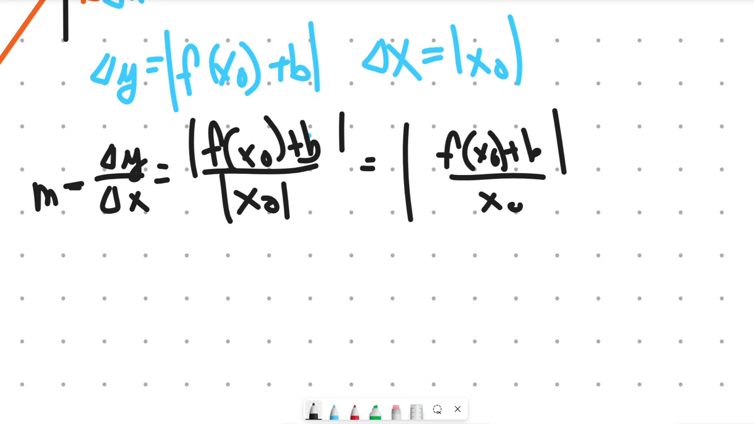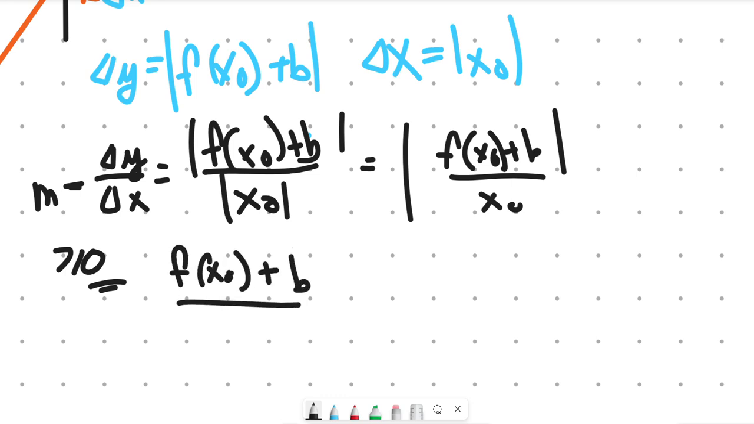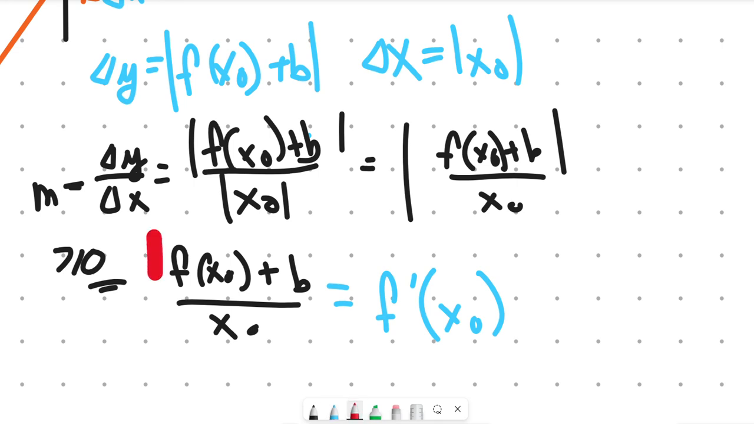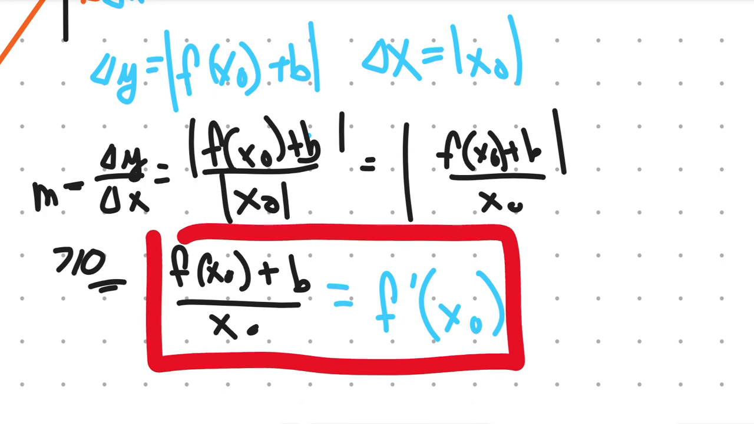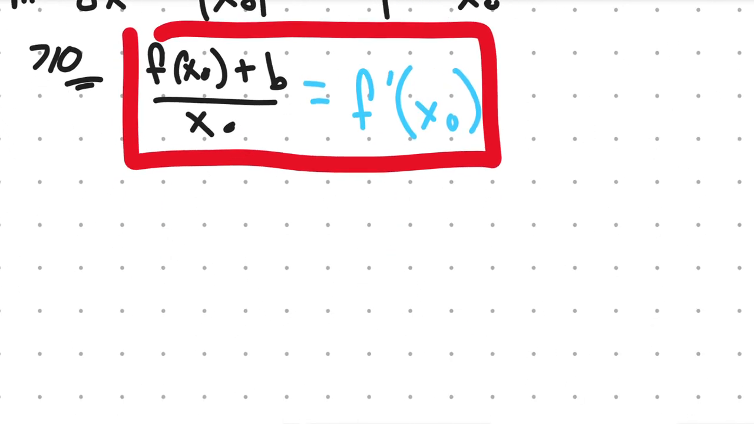Now if we look at the positive branch, for anything greater than 0, we can just take out the absolute value, and we have f of x naught plus b divided by x naught. Now this was the same thing as the slope of the tangent line at a particular point, which is the derivative at the point x naught. So now we have an equation in which we can solve for b, which is very interesting.